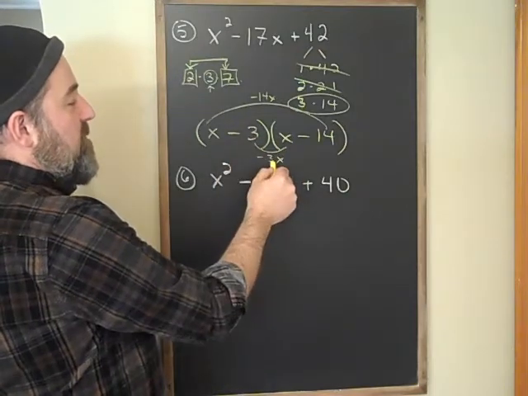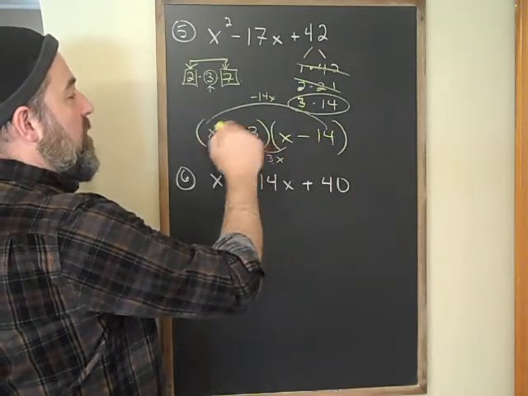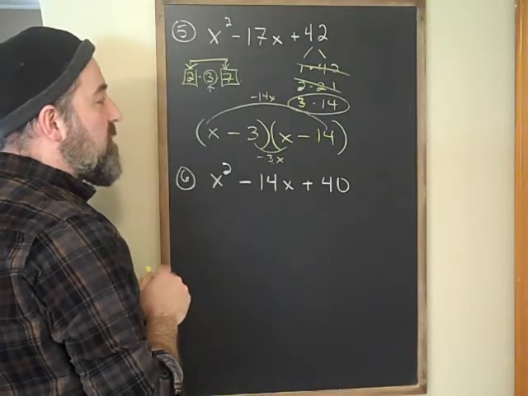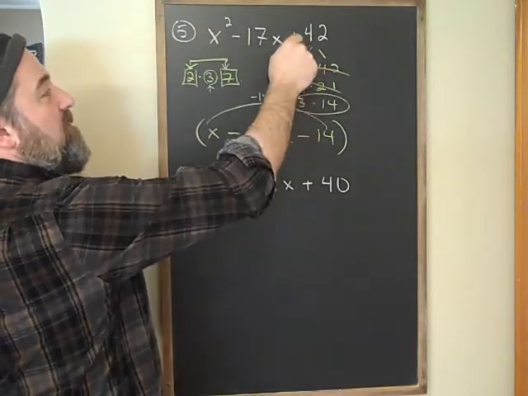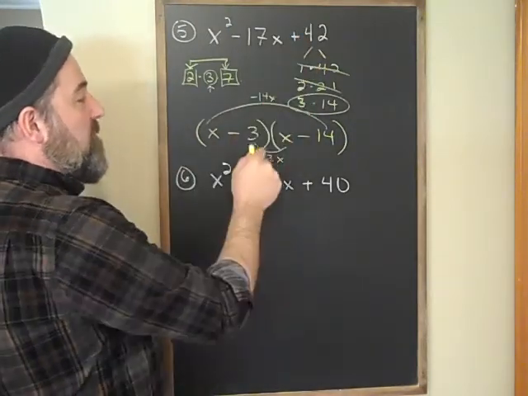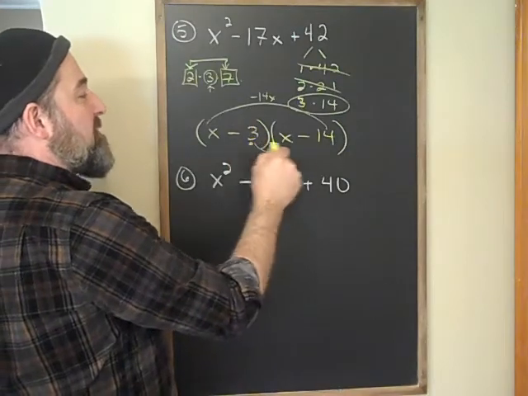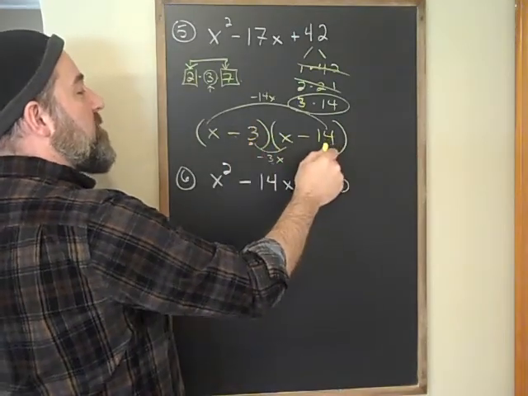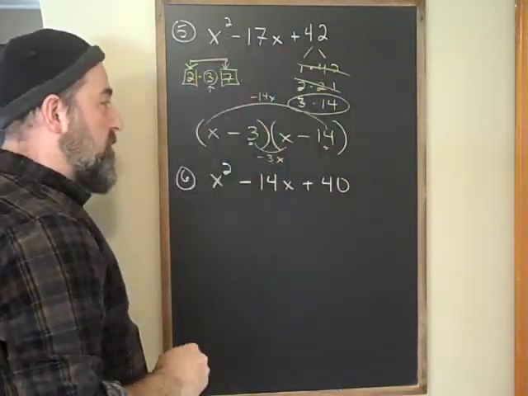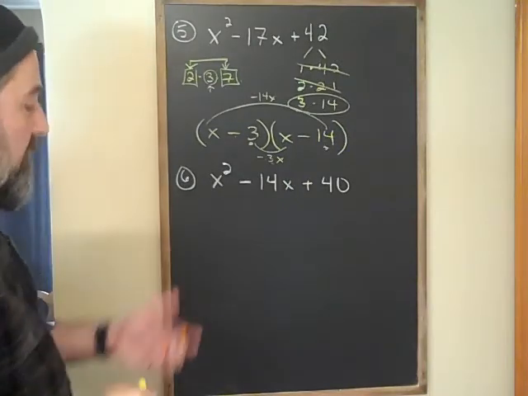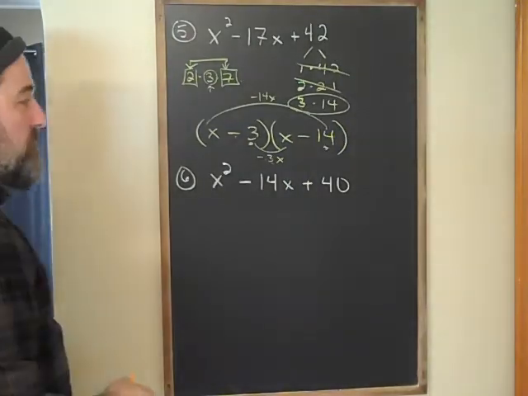Negative 3 times x, there's your negative 3x. Negative 14 times x, there's your negative 14x. We haven't messed up that this is still positive 42 for our last term, because when we do our last times our last, negative 3 times negative 14 makes positive 42. Let's take a look at our next one here.